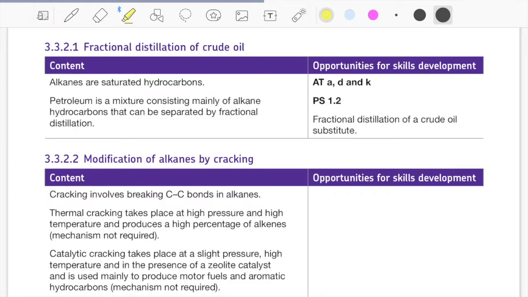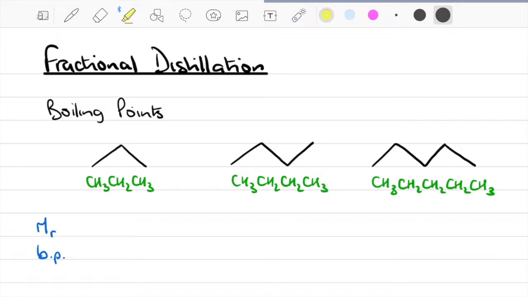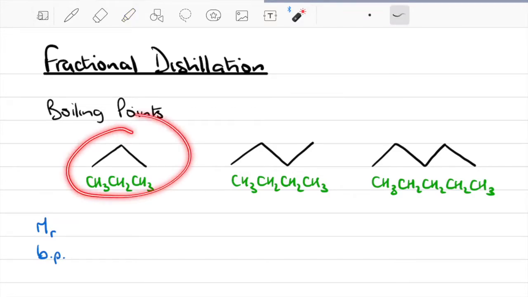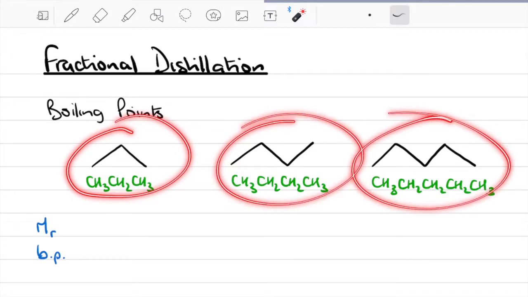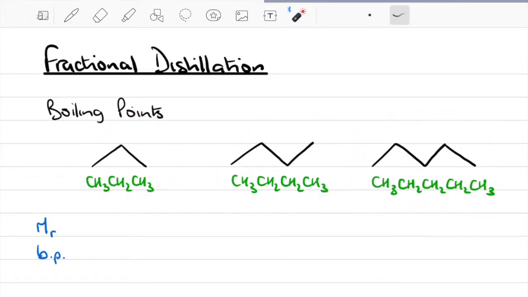If we go now to consider some alkanes, we've got three, and if we name them, we can see the first one. They're all straight chain in these examples. We've got three carbons to begin with, so we've got propane. Then we've got 4 carbons, butane, and then we've got 5, which is pentane.